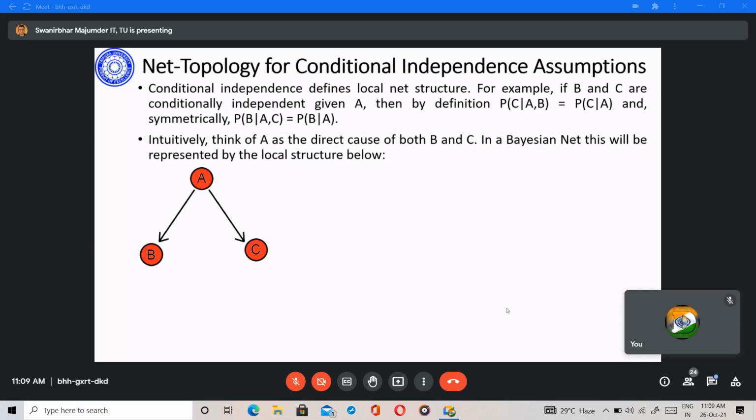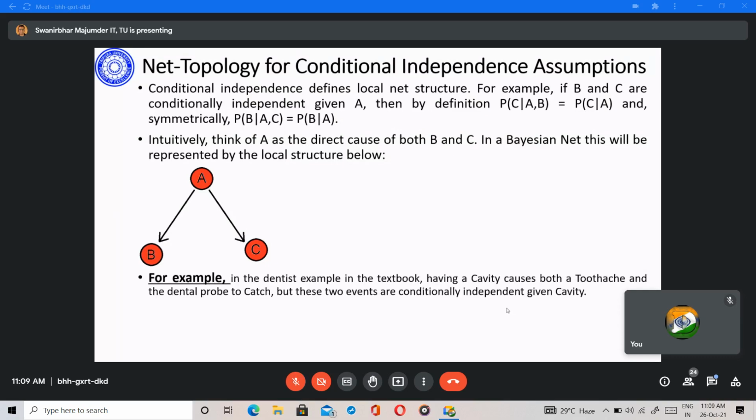Clear? So the same thing we can do. For example, if I use the cavity and toothache and dental probe catch and other things, we can have two events which are conditionally independent of each other. Say I have toothache. If my tooth hurts, it may be because there is some cavity in my tooth, I ate too much chocolate so toothache happened. It may be the other way around, that I hurt my tooth somewhere, so then also I may have toothache.